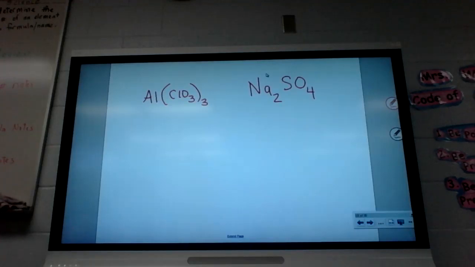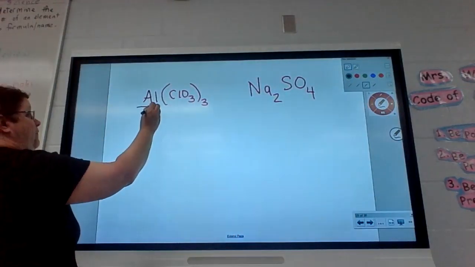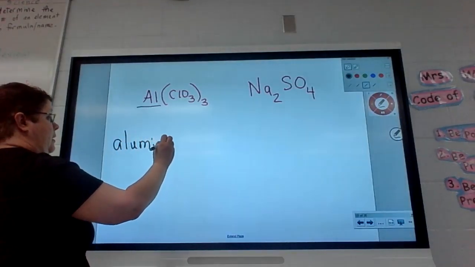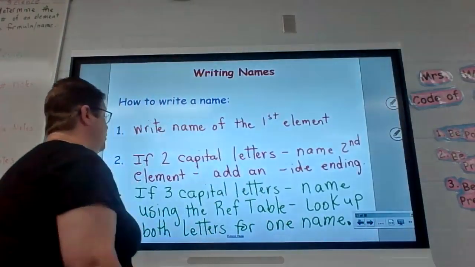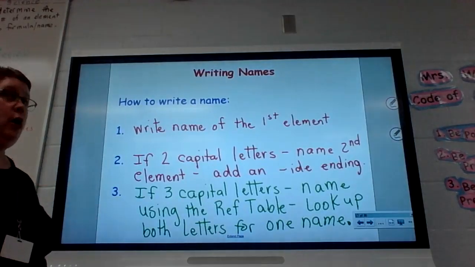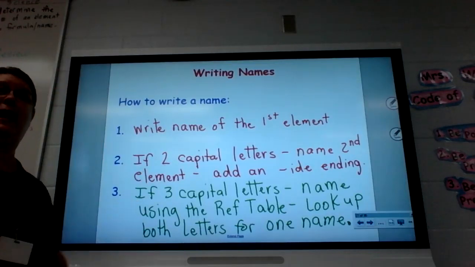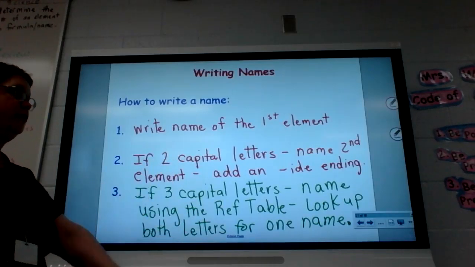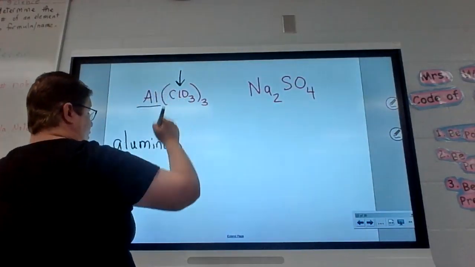So in both of them, you name the first element. If we do the one on the left first, what is the name of the first element? So you write aluminum. Now, step 3, because we have 3 capitals, again, do we do steps 1, 2, and 3? No, we only do step 1 and either step 2 or 3. So we're jumping to step 3. We have 3 capitals. Name using the reference table. Look up both letters for one name. So we're looking up this whole thing right here for its name.